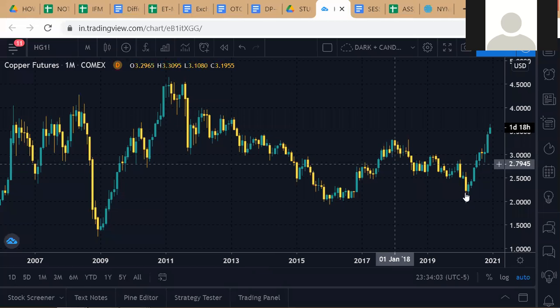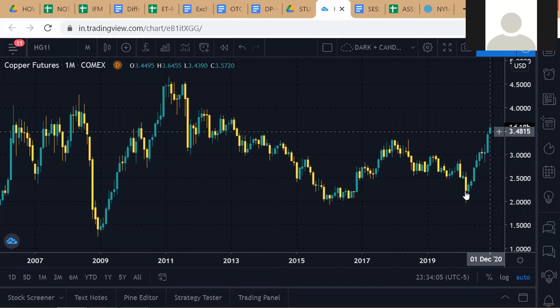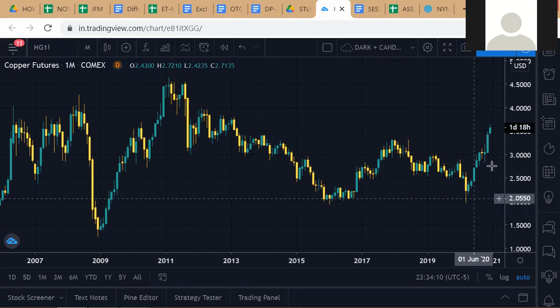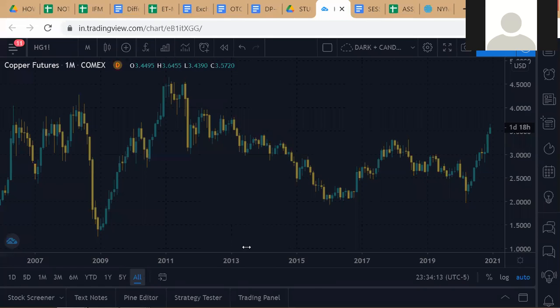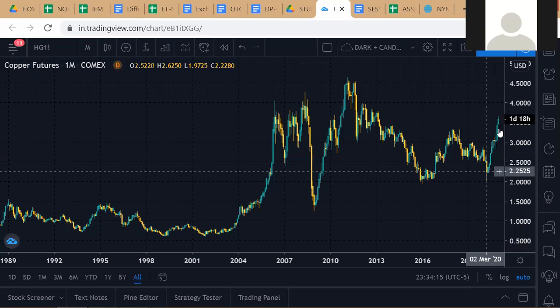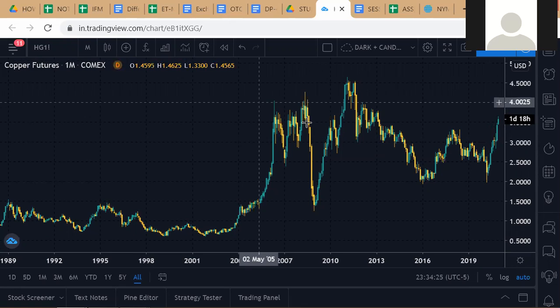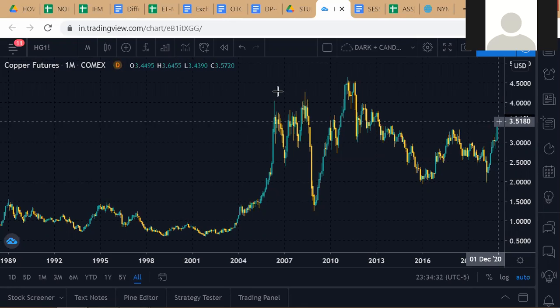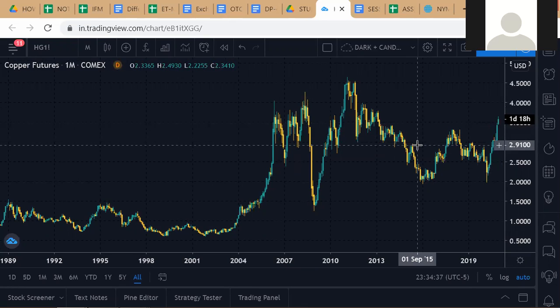So here you can see the pickup in copper, which many people would use as an indicator that the global economy is going to recover quite well from this pandemic. So you see here where it is, this is April 20. So this is the pandemic, and now it has recovered to new highs. That means the copper market is saying that the global economy is likely to recover quite sharply because copper prices are going up. So these are very important markets.